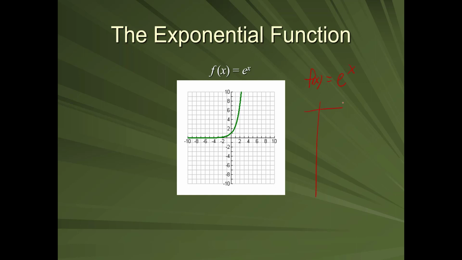And again, we're going to come up with a t-table, x, f of x. So when x is -2, -1, 0, 1, 2, right? And then when put into increasing order, f of -2 becomes e raised to the -2nd power. Let me show you what that looks like. e to the -2nd is 1 over e squared.